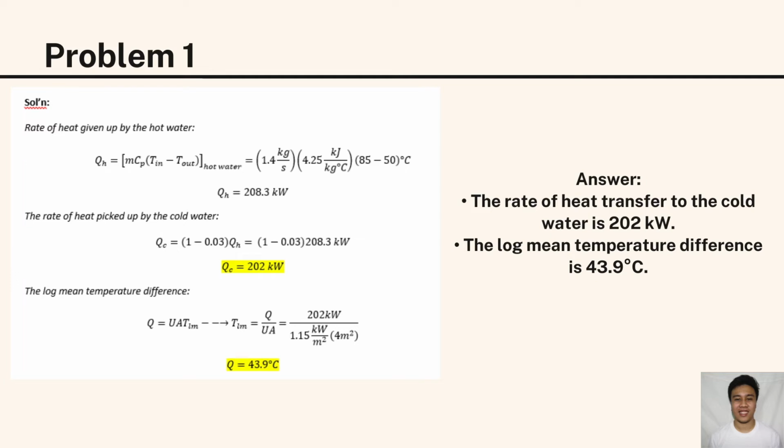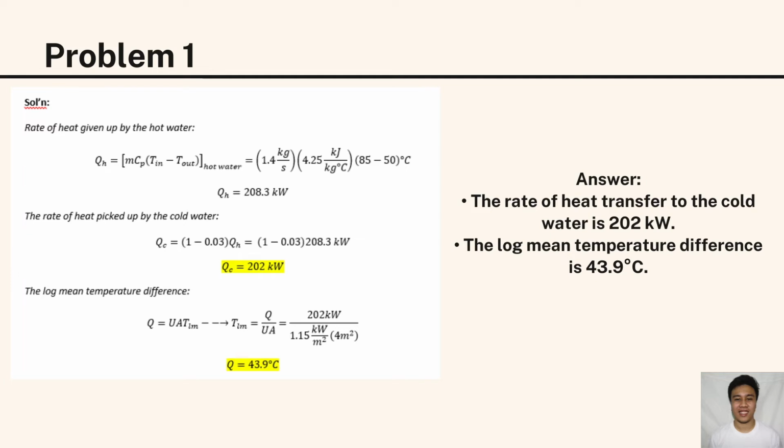So next is solving for the rate of heat picked up by the cold water. The problem stated that 3% of the heat is lost by the hot water due to the heat exchanger being poorly insulated. So the equation of the heat of cold water is equal to 1 minus 0.03 times the heat given up by the hot water, which is equal to 208.3 kilowatts. So by multiplying, we're going to get 202 kilowatts.